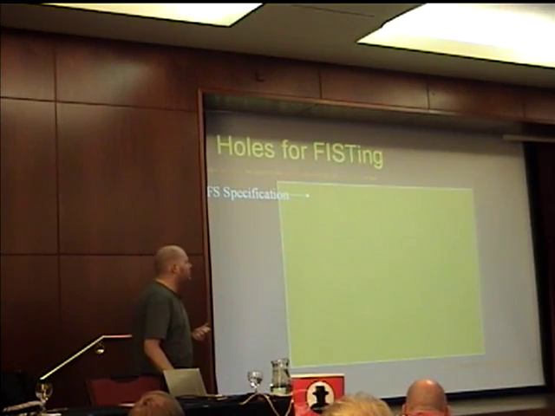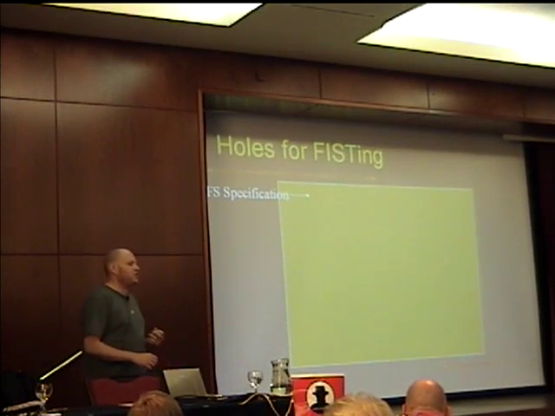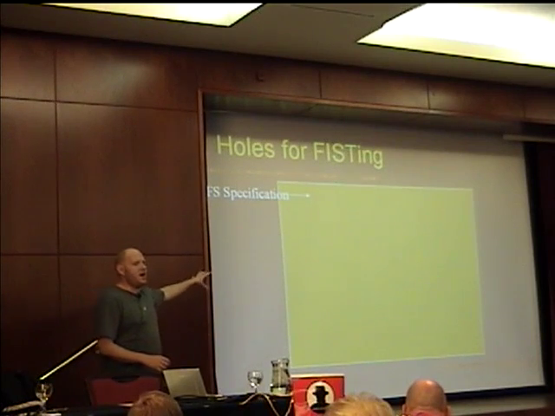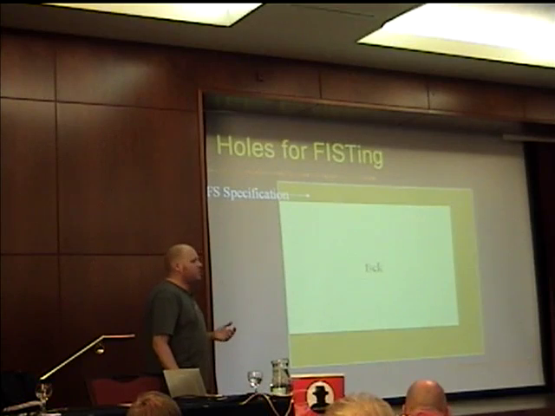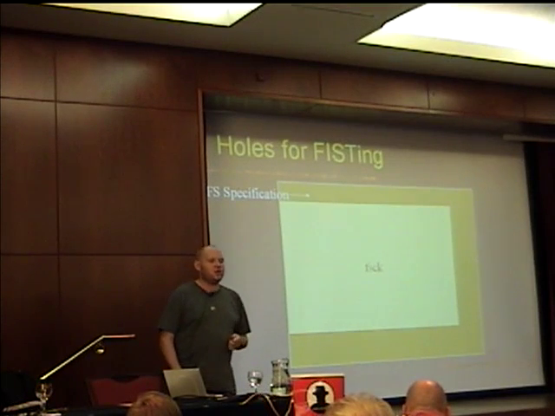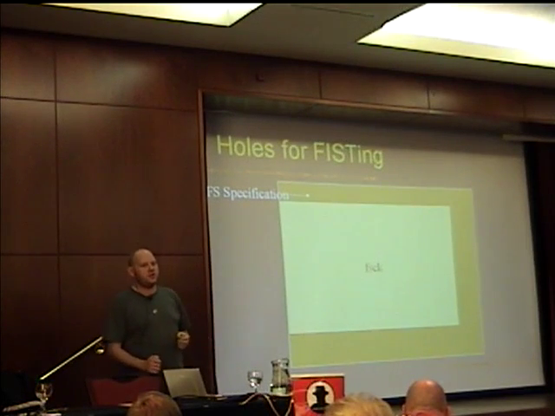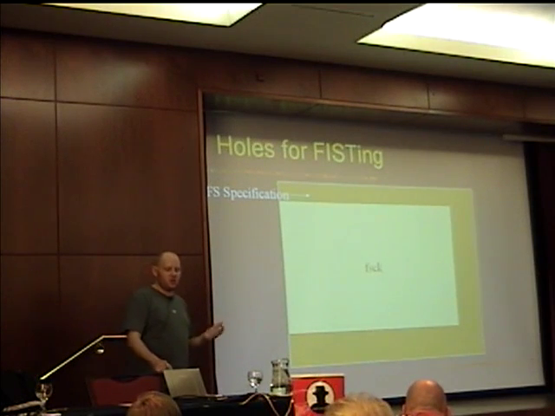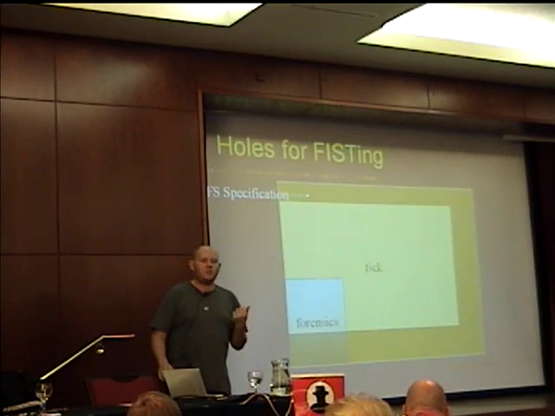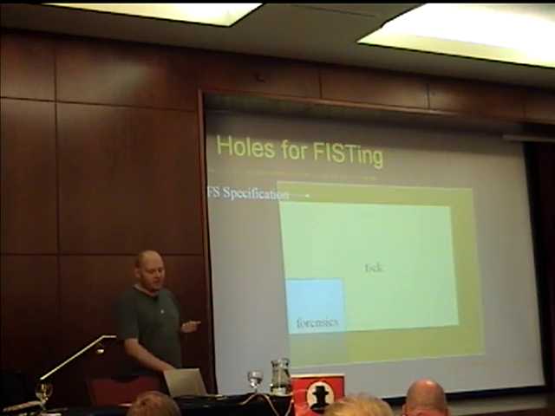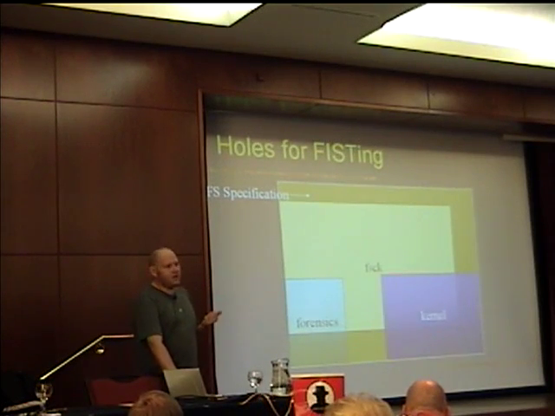Well, if we take this as your entire file system specification, right, this large green area, anything within that is valid as part of your file system. You have a tool such as FSCK, which is going to implement a very, very large portion of that specification, but not everything. Then you have your forensic software, which is going to have some overlap, but once again, is not going to implement everything. And finally, you're going to have your kernel.